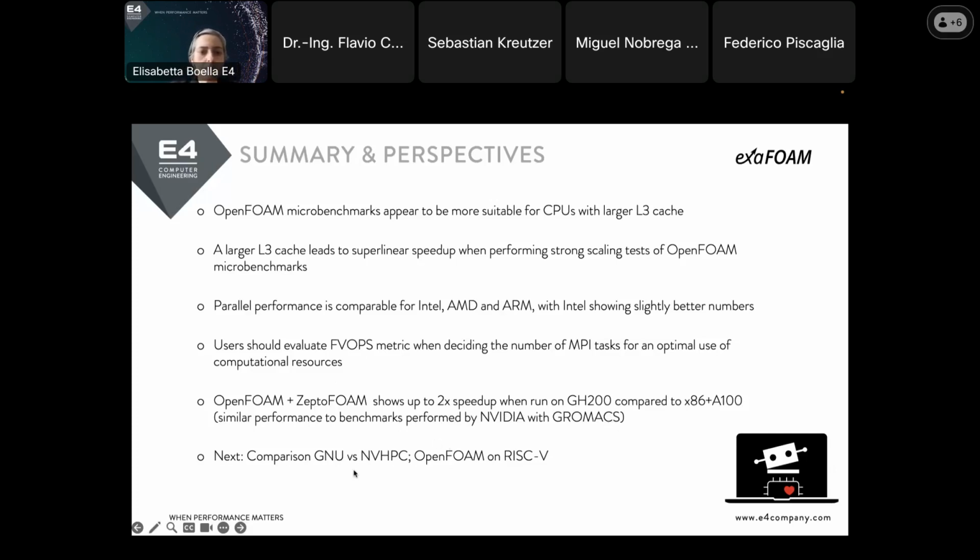Finally, for the next steps, we would like to compare the performance on NVIDIA Grace Hopper and Grace between GNU and NVHPC, the NVIDIA suite of compilers, also enabling the architecture flag. And then we would like to perform tests of OpenFOAM on RISC-V, which is now available in our data center.